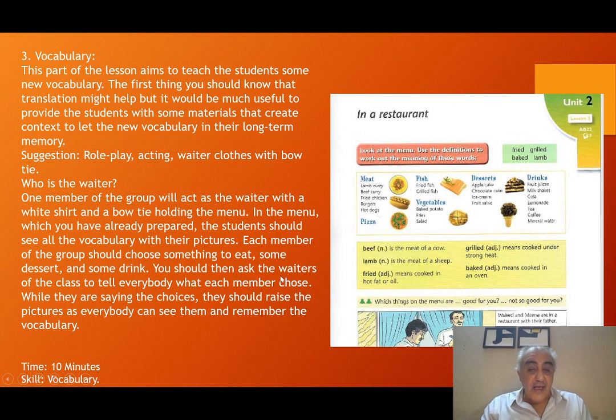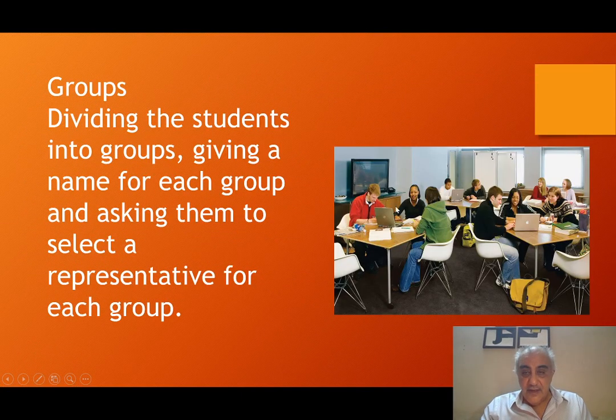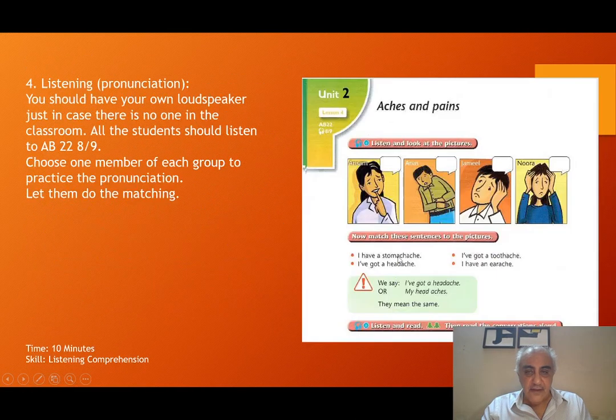You should then ask the waiters, because we have one waiter for each group. It's not one waiter for all the groups. For each group, you have a waiter, and the waiter goes around only asking what each one of the members of the group would like to have for food.